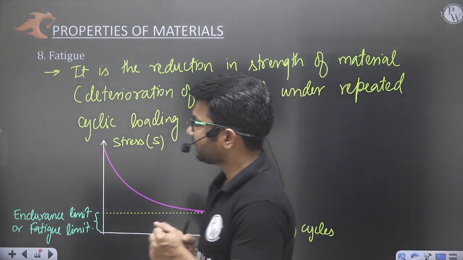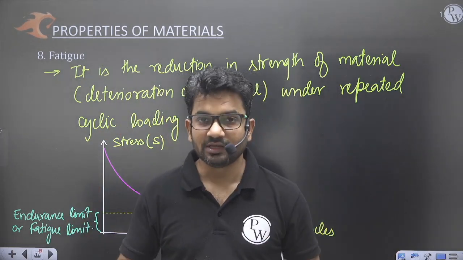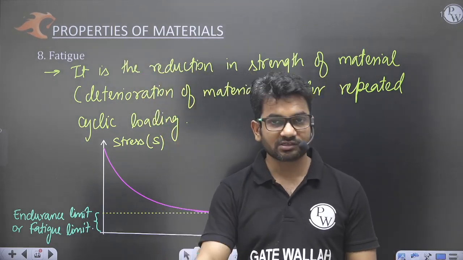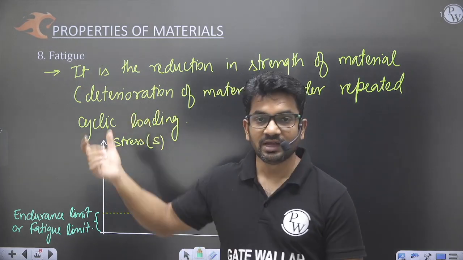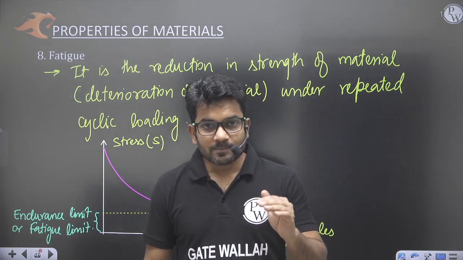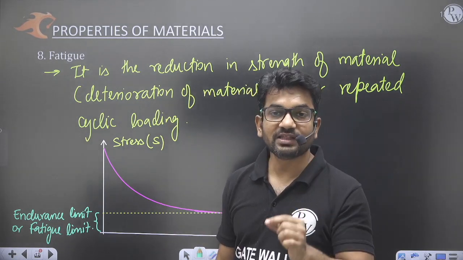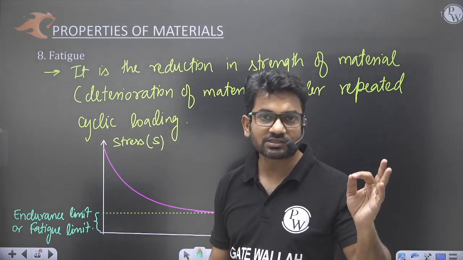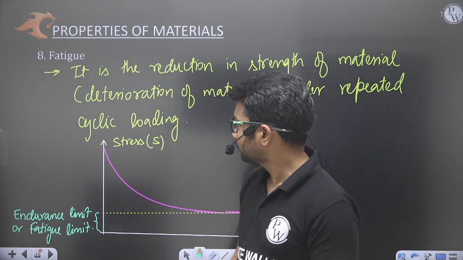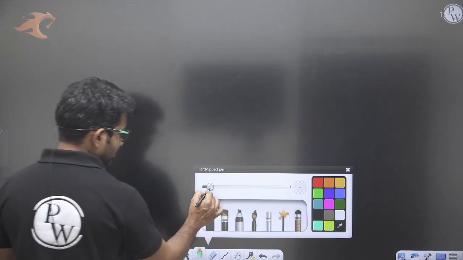Clear or not? What is the meaning of fatigue? Fatigue means that if I apply repeated or cyclic loading, the material will reduce its strength. There will be a reduction in the strength of the material, or deterioration of the material. That is called fatigue. And what is the endurance limit? Endurance limit is the stress level below which the material will not fail even if we apply a large number of stress cycles. Sometimes in questions they give a large number of stress cycles, and sometimes an infinite number. Both are correct. So let us write down endurance limit.